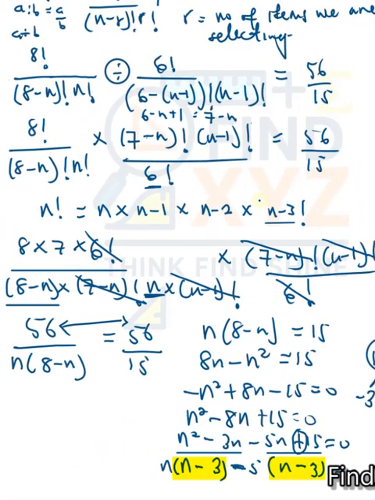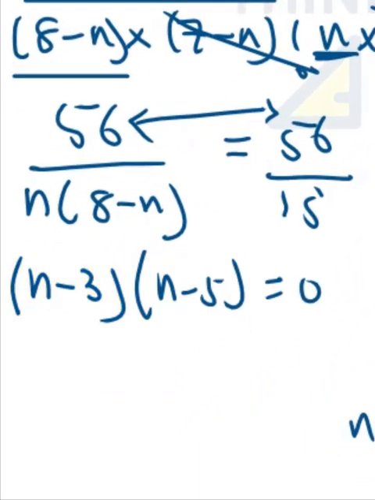So I can pick one of the terms, that is n minus 3, and I can pick the factored terms, which is n minus 5. Everything is equal to 0. So since n minus 3 is 0 and n minus 5 is also 0, n is either positive 3 or positive 5. That is the value of n.